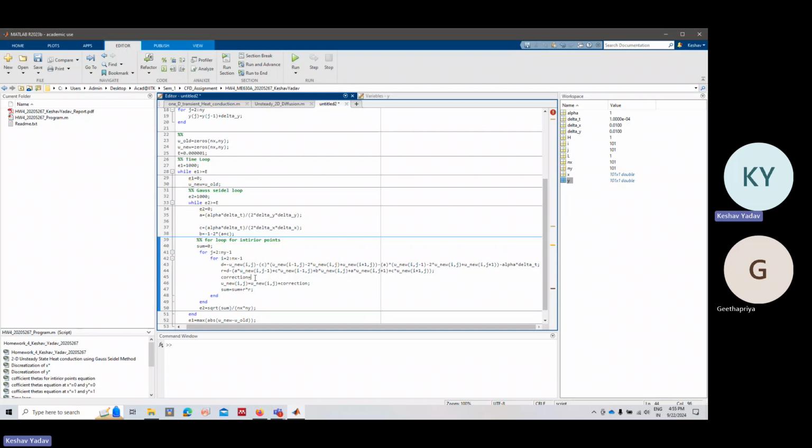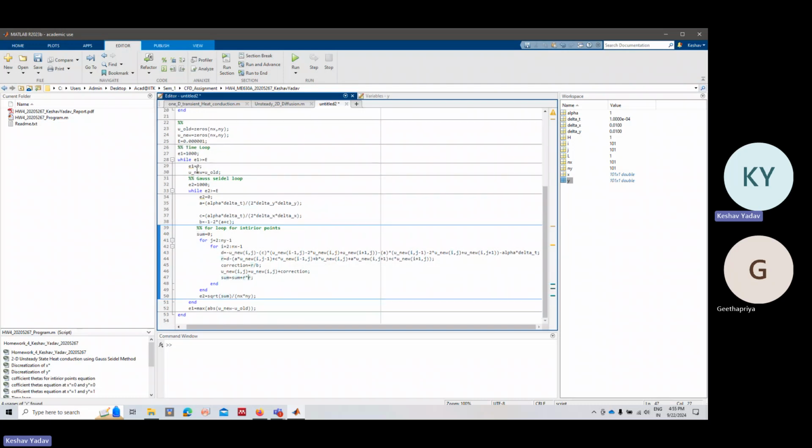Now what will be my correction? Correction will be R divided by B. Then I will define U new ij will be equal to U new plus correction. Then I will define sum will be equal to sum. So I have written down the program. Now after this int, what will I do?